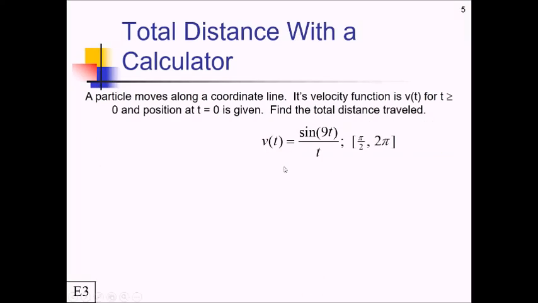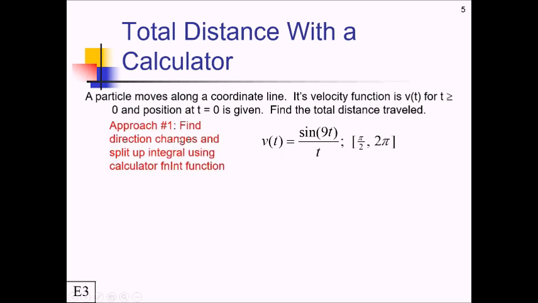For this calculator-based problem, we have a particle going along a coordinate line with velocity given by this v function over this interval, and we want to find the total distance traveled on this interval. If you have a calculator, one way you could do this is figure out the direction changes by seeing where velocity is 0 on your graph, and then split up your integral using your fnInt function to take those antiderivatives, and use your zeros for velocity as your limits of integration. Now let's see what this looks like on a graph.